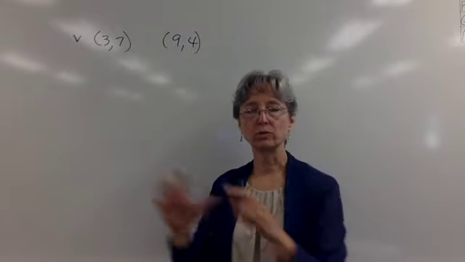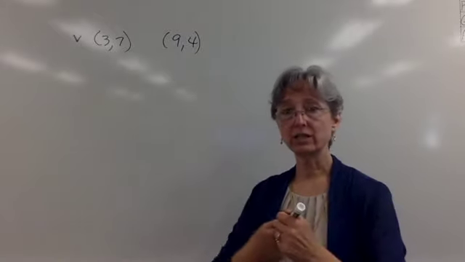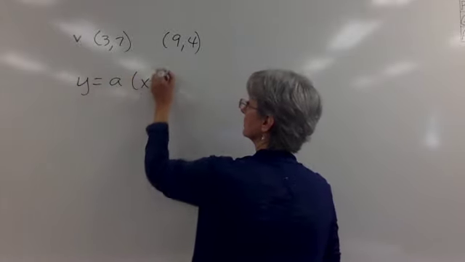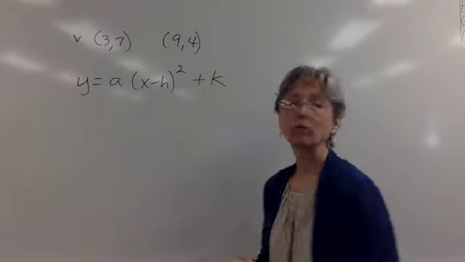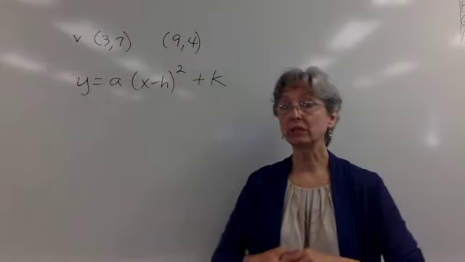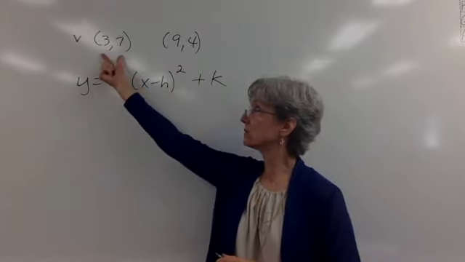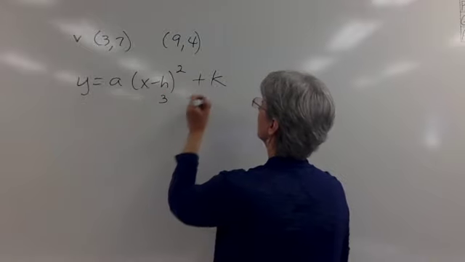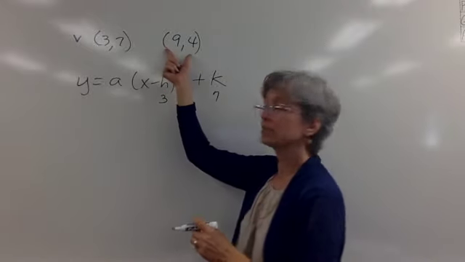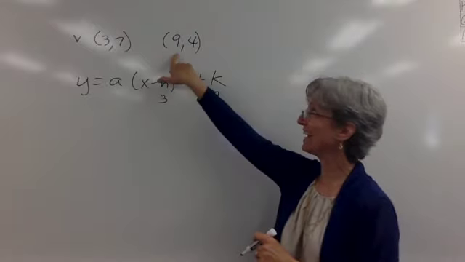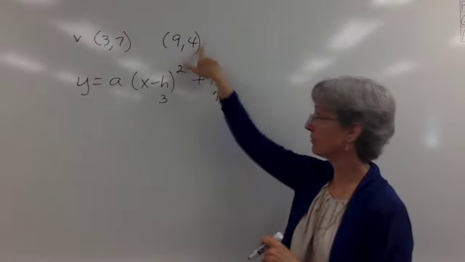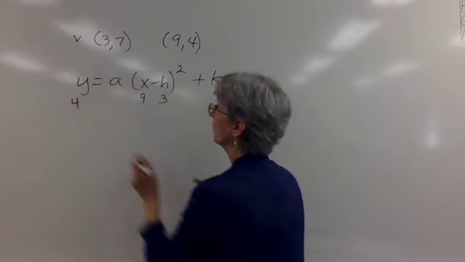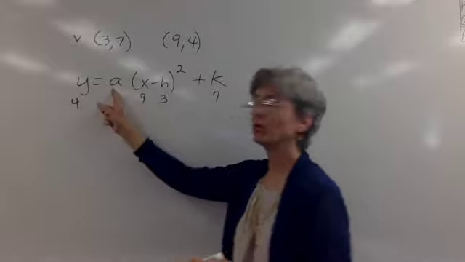So here's how you do it. You take that basic vertex form of a quadratic, and I'm going to go ahead and write it out just to remind you. And now we're going to plug in all the information that we've been given, which is quite a bit. This right here is our HK. So our H is 3, our K is 7. This is an ordered pair, which means when X is 9, Y is 4. So I'm going to make my X 9, my Y 4. And now the only thing I don't know is A.